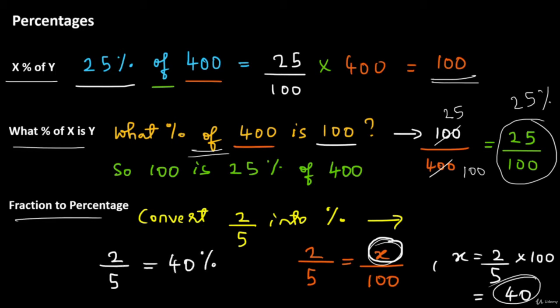All right, let's quickly revise what we learned. We saw that percentage stands for every 100, right? And we have seen how to convert a fraction to a percentage. That's what we've done over here. And we have seen the expressions x percentage of y, for example 25% of 400, and the expression what percentage of x is y. Over here we had what percentage of 400 is 100. In this video, let's try to understand percentage change.